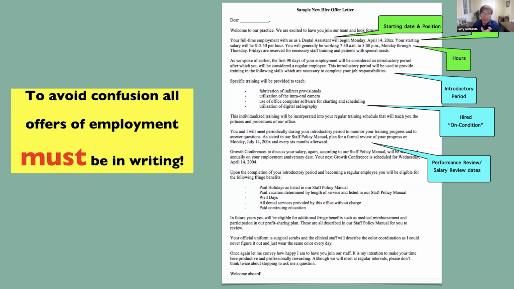They're not the same thing in our office. Performance review is about how well they do their job. Salary review is about their money. They're not the same, and we do them at different times. So we put it in there, but there's always a lot of confusion. So I'm glad it was in writing.